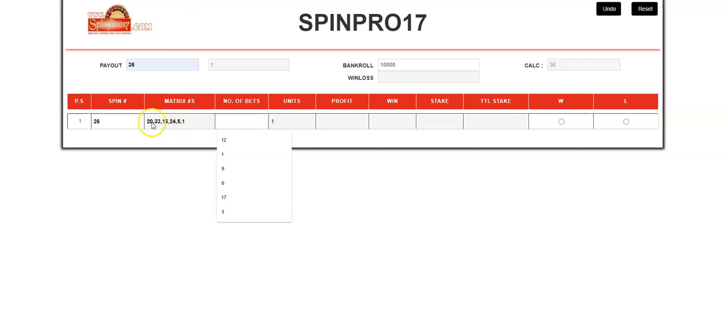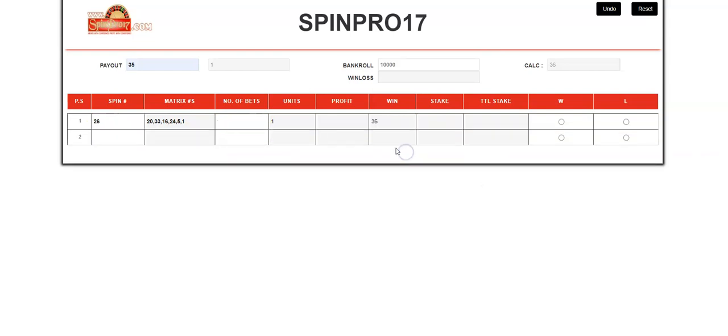You do not want to write these numbers down, and the reason why you do not, I repeat, not want to write them down is because this is not just based on the number 26, but algorithms, and these numbers do change. If you put in 26 again, look at this, 20, 33, 16, 24, 5, and 1. I can put in 26 again, and what happens? You have a totally different sequence of numbers. So don't write them down. Just only put in what you're supposed to put in.